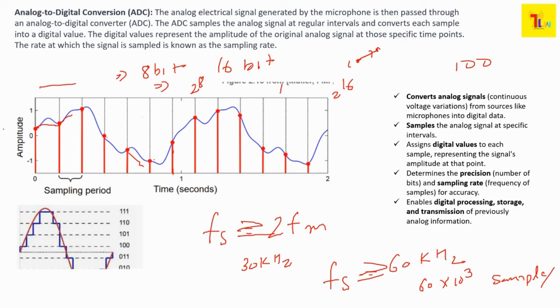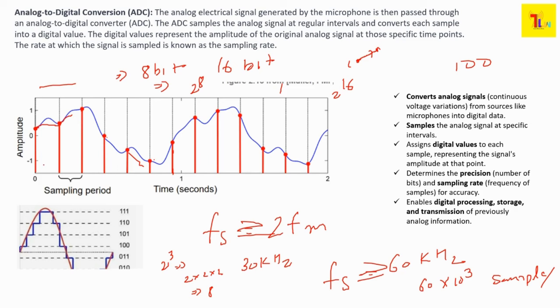Each sample we have to convert into 8 bit fashion, right? In this example we have converted into 3 bit fashion. 3 bit means 2 to power 3 levels, which is 2 into 2 into 2, so 8 levels. We cannot go beyond 8 levels. Each level is mapped to some height, a height in decimal, and that decimal value you can convert into binary.